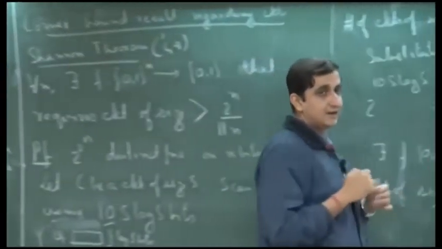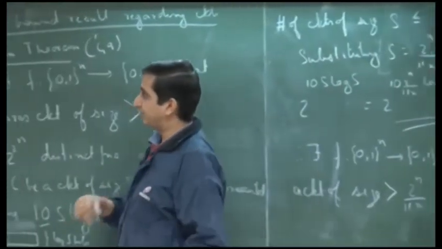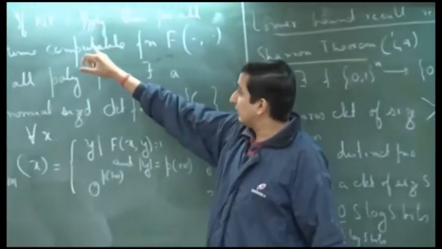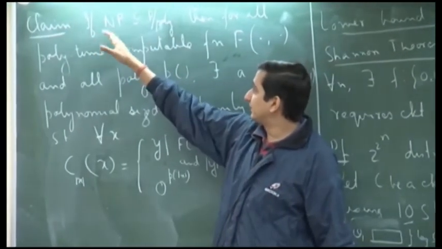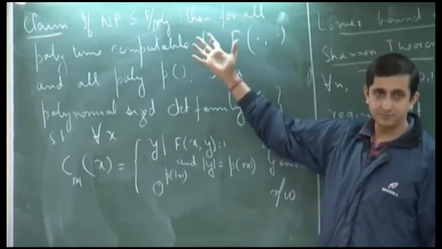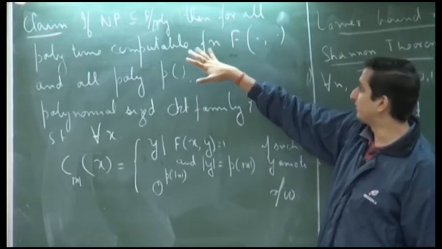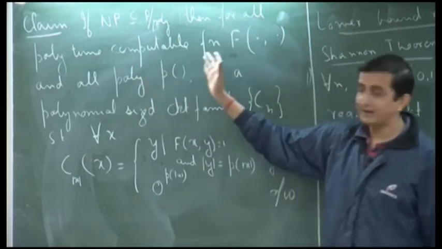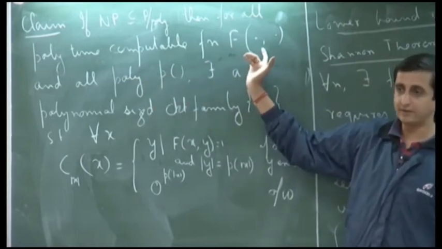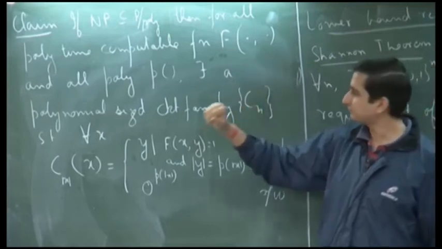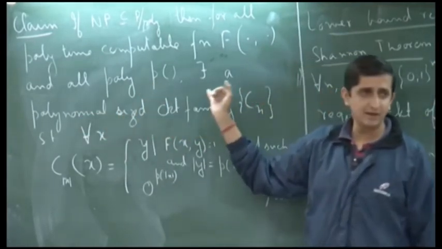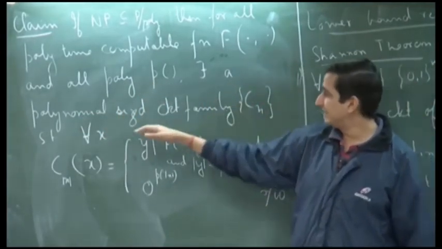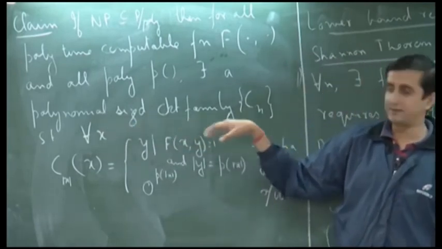Okay. So let us understand what is happening here. Under this hypothesis that NP is contained in P/poly, that is, NP has polynomial sized circuits, if you take any polynomial time computable function f on two arguments, and you take any polynomial p, then there is a polynomial sized circuit family.